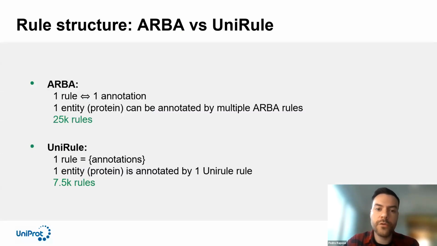Now that we covered individually how UniRule and ARBA work, let's go through the differences and how these complement each other. ARBA generates one annotation for each rule, whilst UniRule contains many annotations for each rule. Another difference is that one protein can have multiple annotations coming from multiple ARBA rules, but it can only be touched by one UniRule rule. At the moment, we have 25,000 ARBA rules and only 7,500 UniRules. Again, the difference is that ARBA is completely automated, and UniRule has been created and maintained manually by curators.